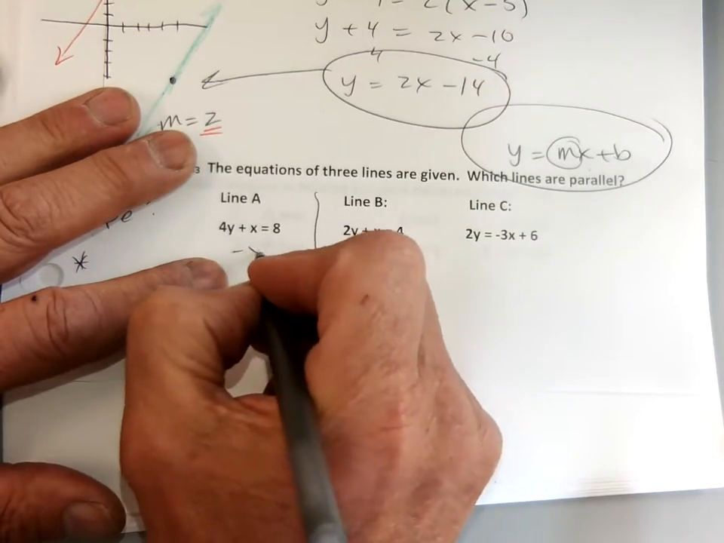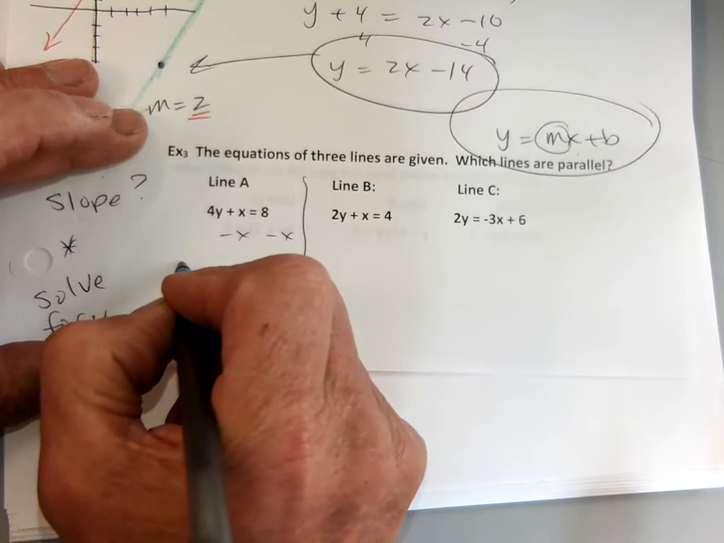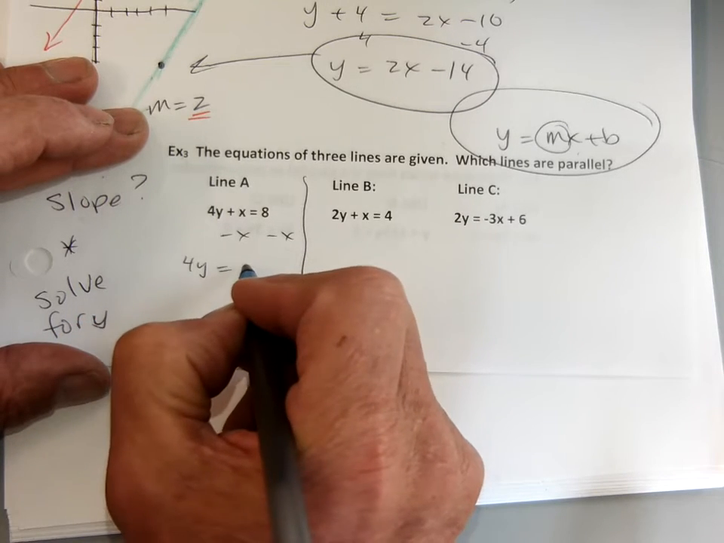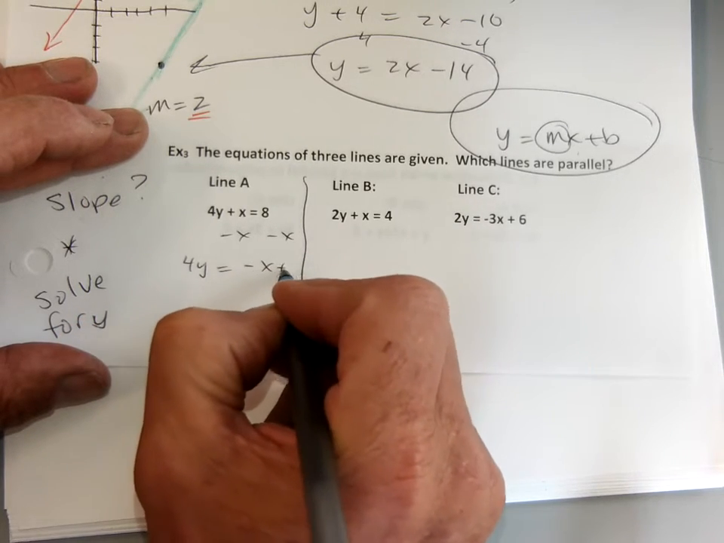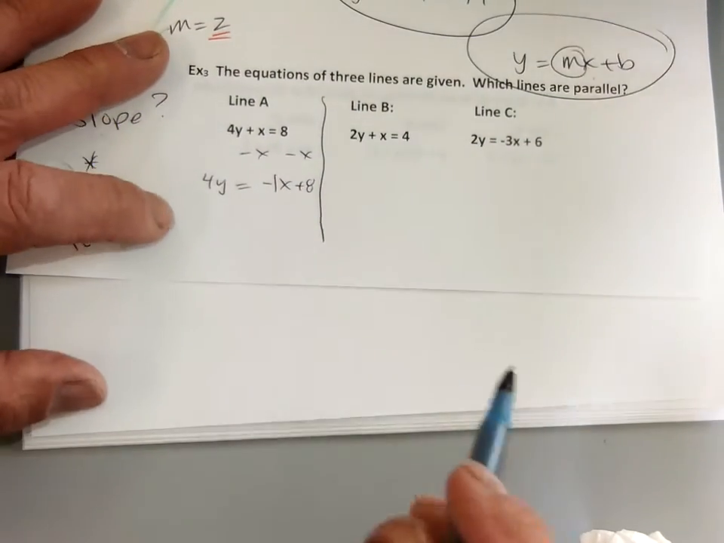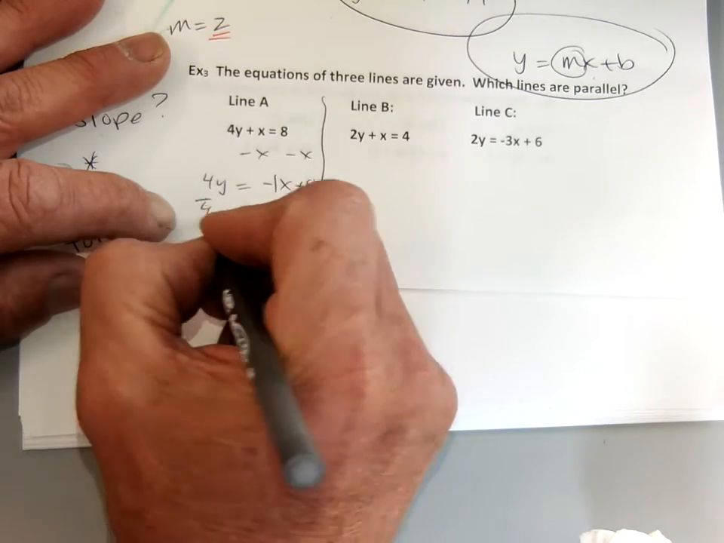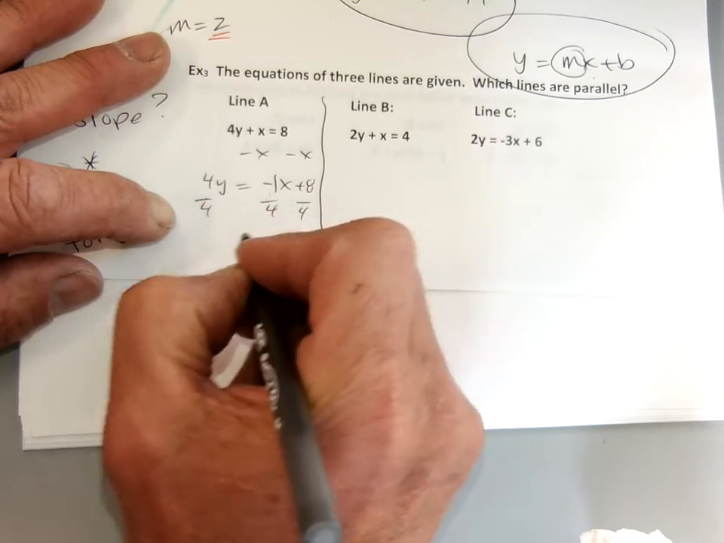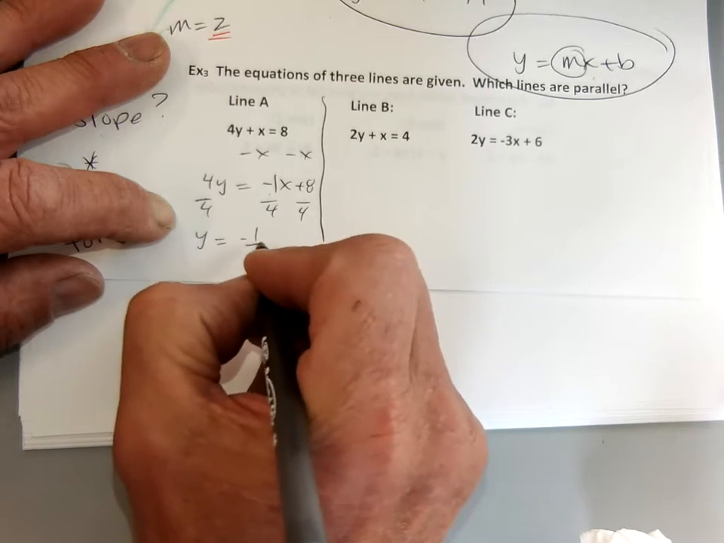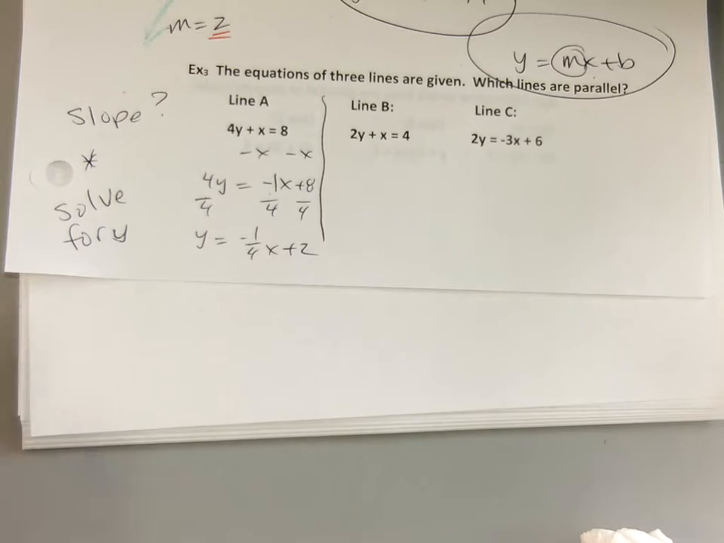Okay, so to solve for y in line A, well, I'll go minus x. I want to solve for y. 4y equals minus x plus 8. I'm going to put a 1 there, just 1x. It's going to help me out, okay? I'll divide by 4, divide by 4, divide by 4. Now I have y equals negative 1/4 x plus 2. Okay, I'm going to circle my slope, okay? All right, that's what's important if they're parallel, is the slope.